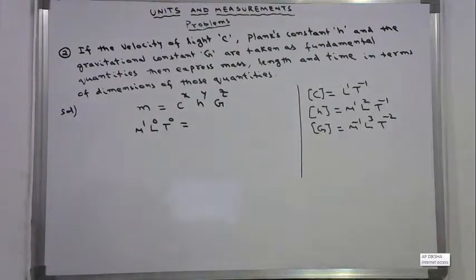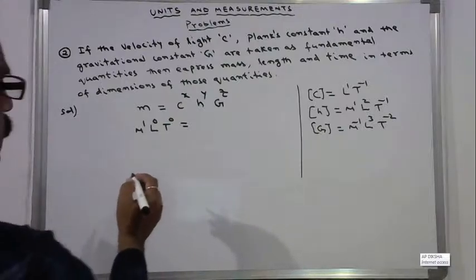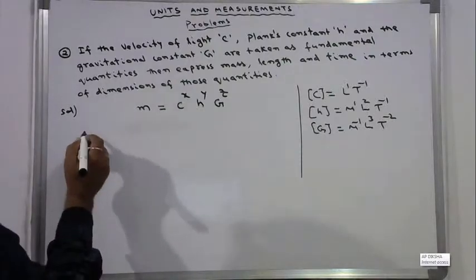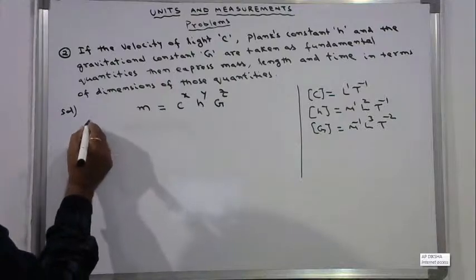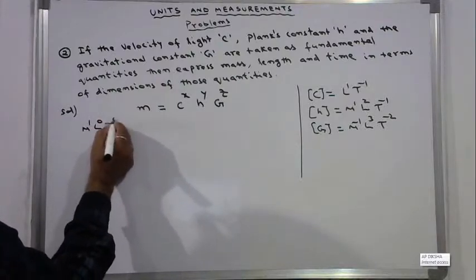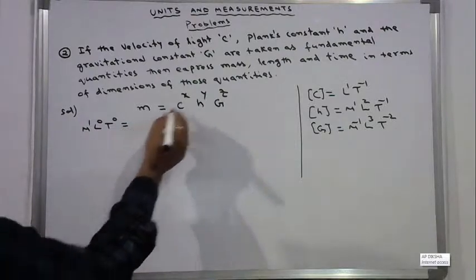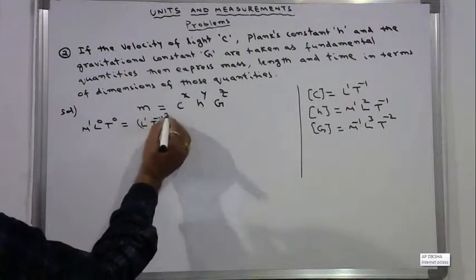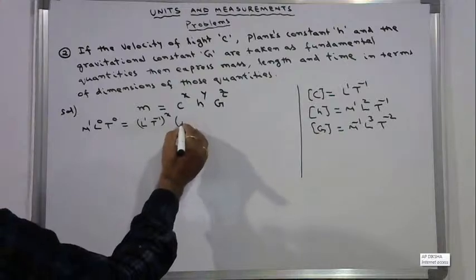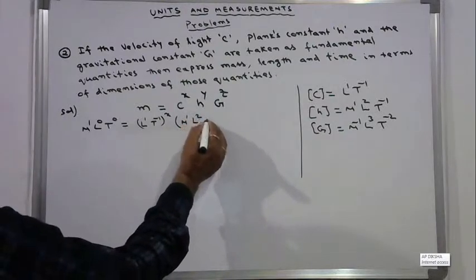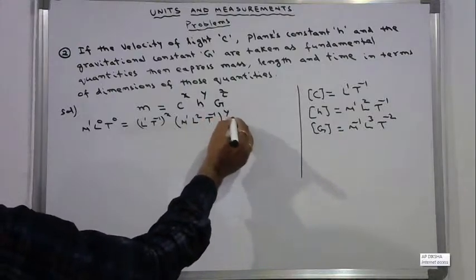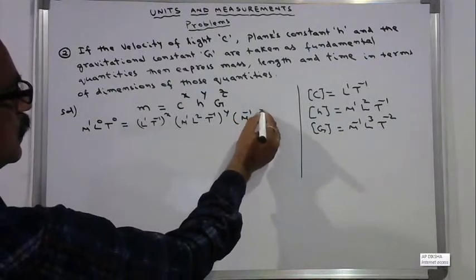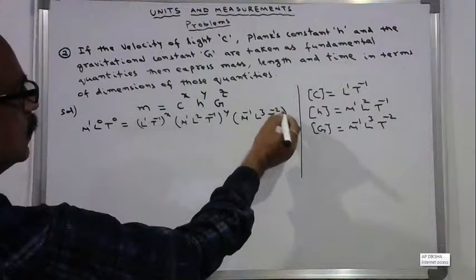These are the dimensional formulas of the quantities. Now what you have to do? We have to substitute here the values. I just write here M power 1 L power 0 t power 0 is equal to c, L power 1 t power of minus 1 whole power x, into Planck's constant, M power 1 L square t power of minus 1 whole power y, into gravitational constant, M power minus 1 L cube t power of minus 2 whole power z.